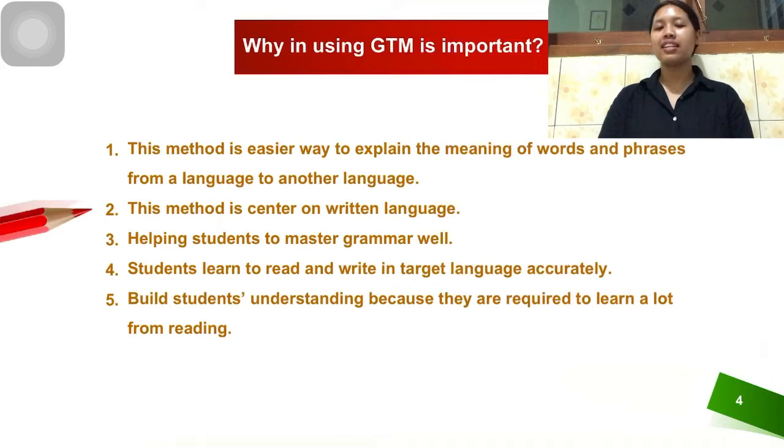Fourth, students learn to read and write in the target language accurately. It means that, as I said previously, GTM is centered on written language. Of course, writing will be accompanied by reading. So when students are proficient in writing, they will automatically be proficient in reading too. And the last one is building students' understanding because they are required to learn a lot from reading. In this case, students will understand what they read or write, and because of that, they will comprehend vocabulary and also grammar well.